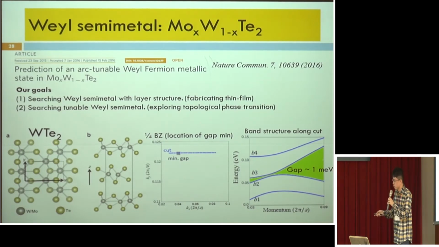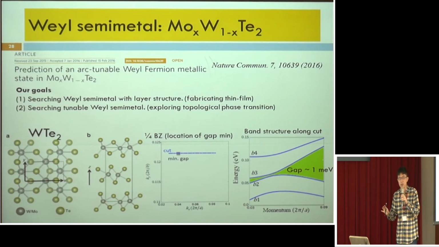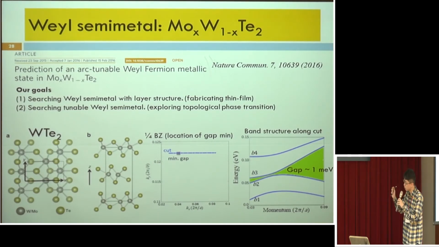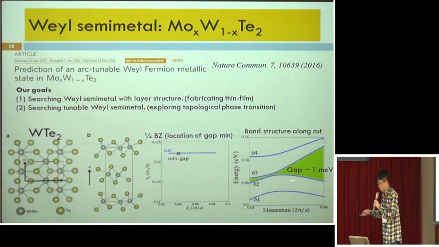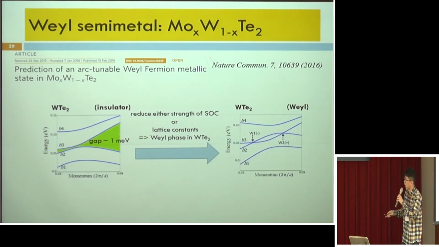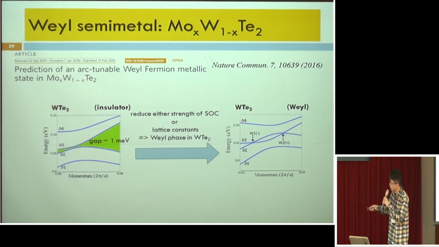So this result implies that even tungsten telluride is not a Weyl metal, but very close to the phase transition boundary. If we can find a way to make the B2 and B3 bands cross, we can get a Weyl phase in tungsten telluride. After our systematic study, we found that if we can artificially reduce the spin-orbit coupling or the lattice constant, we can let the B2 and B3 bands cross to get the Weyl phase.